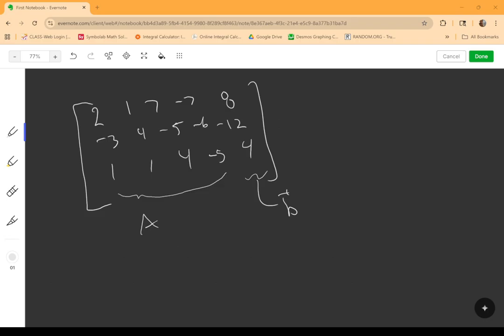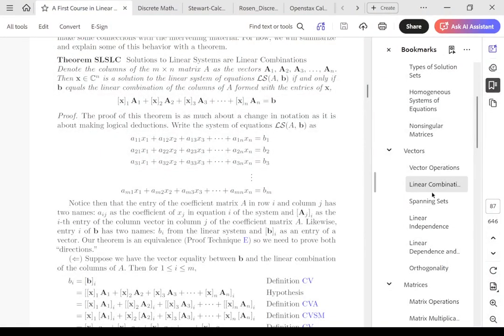We're going to look at theorem SLC: solutions to linear systems are linear combinations. Now we're going to start thinking of the solutions as a linear combination of the columns of our coefficient matrix. Reading this theorem, solutions to linear systems are linear combinations.